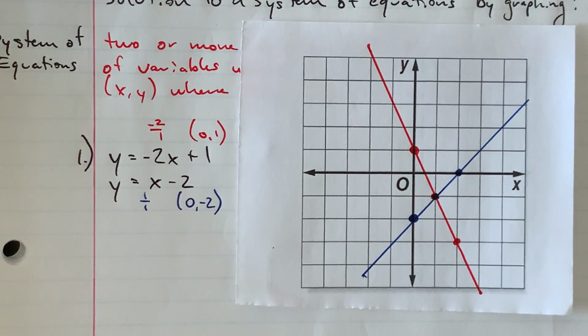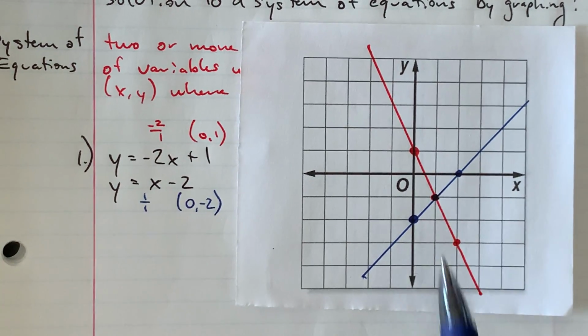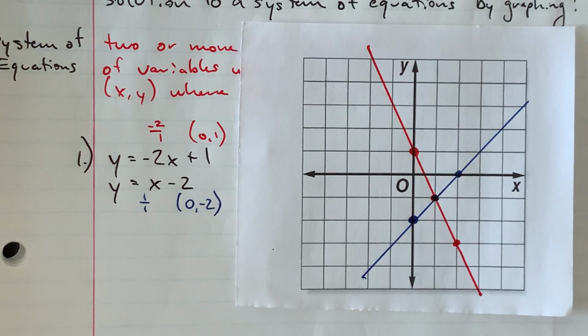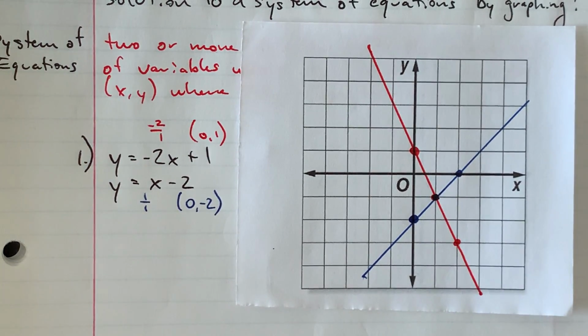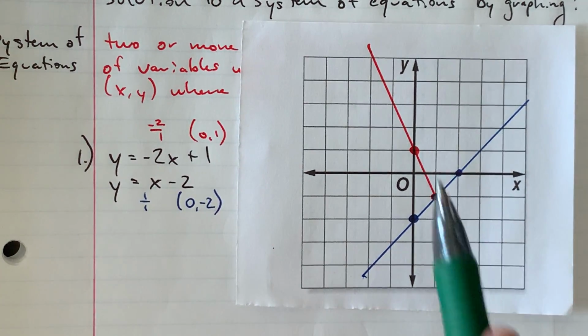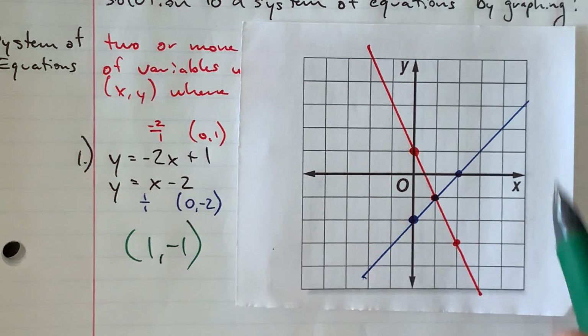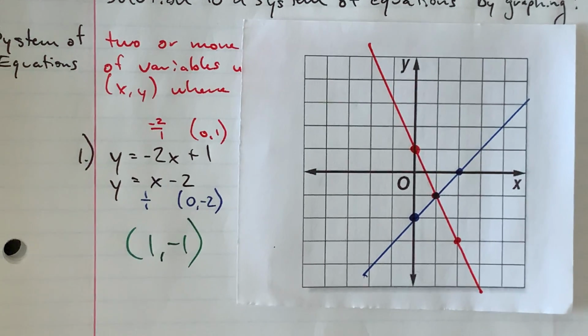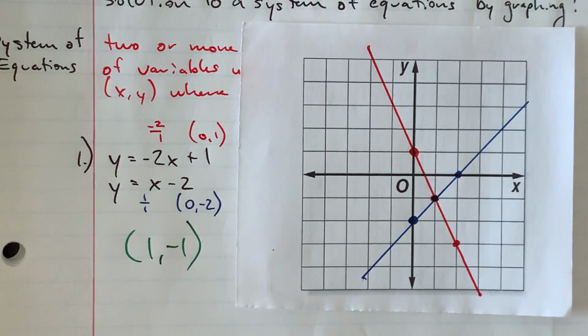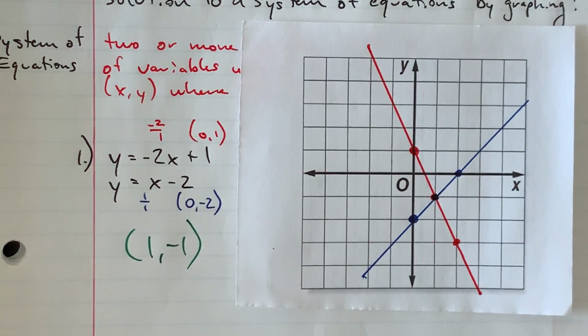And I can see where these two lines intersect. That is our solution, right here, that point. And that point is (1, negative 1). So that's the solution to this system specifically.